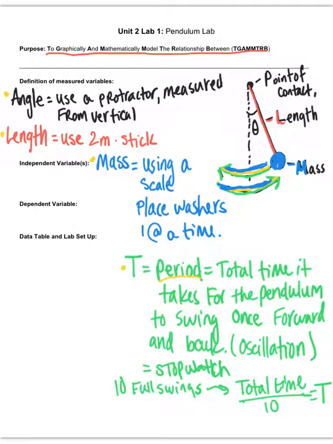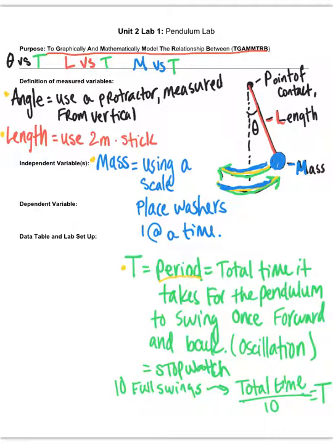So we're going to develop three unique experiments with these values. The first one is going to be theta versus the period. Next is going to be string length versus the period. And then the third one is going to be the mass versus the period.